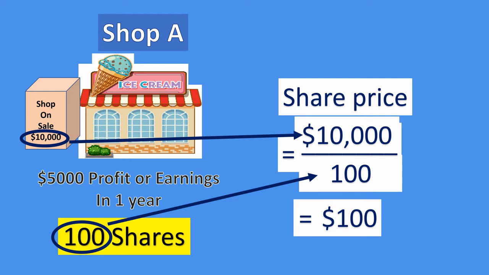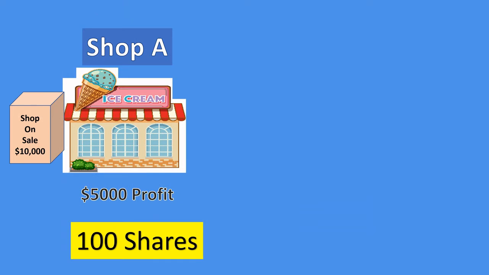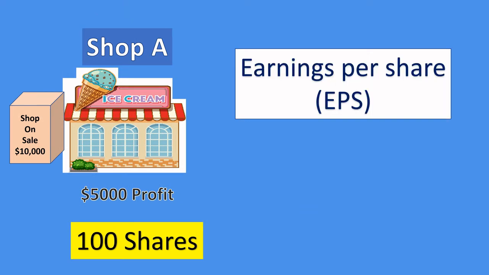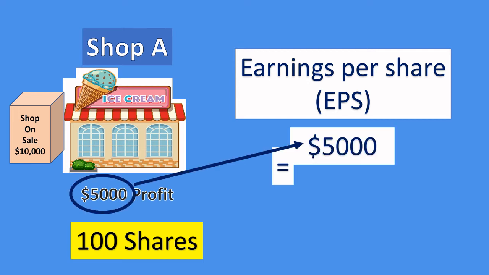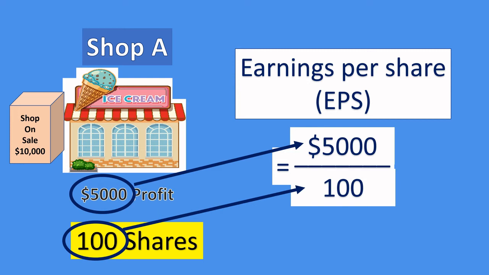Now, if the ownership is broken down into 100 equal parts as shares, so is the profit. What each share has earned is known as earnings per share. This is worked out by dividing the profit, $5,000, by the number of shares, 100, equating to $50. So one share of ice cream shop A, which costs $100, has earned $50 in 1 year.